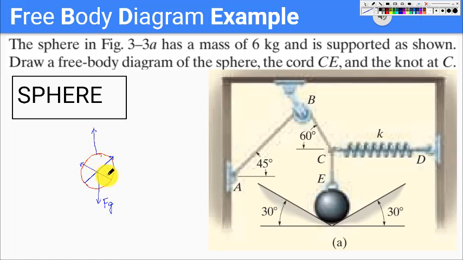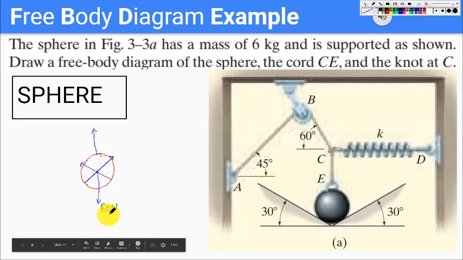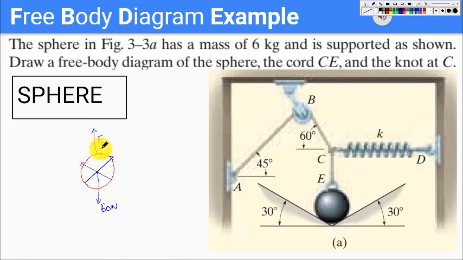Okay. So now we want to label all of these forces. So first of all, force of gravity, we already know that because the mass is 6 kilograms and we are assuming that g is equal to 10 meters per second squared. So we would just say that force of gravity is 60 newtons. And this force is an unknown force, so I would just call it Fc. This is the force towards point C, so I'll just call it Fc.